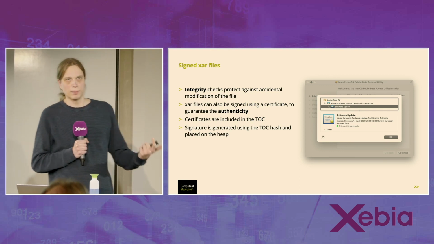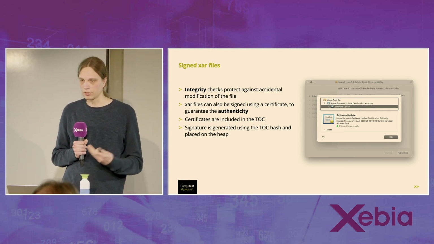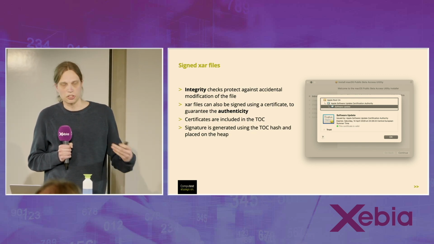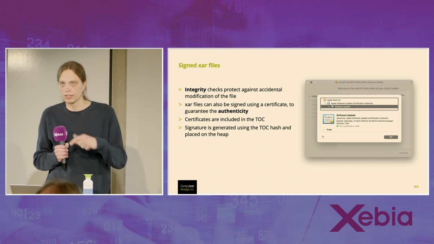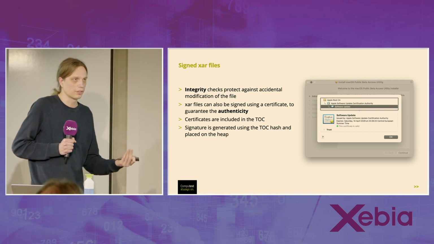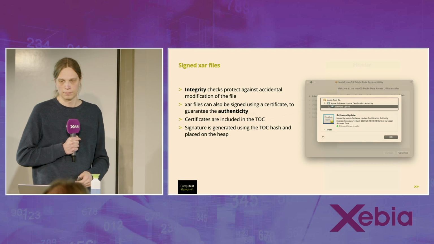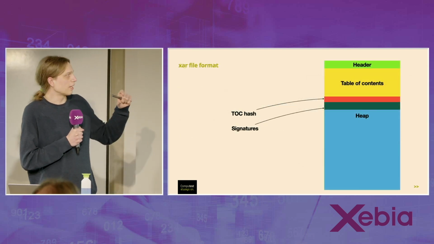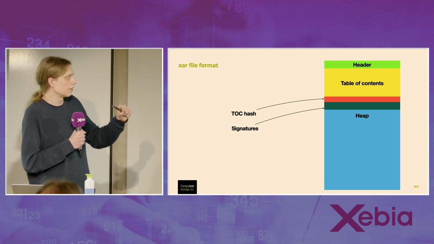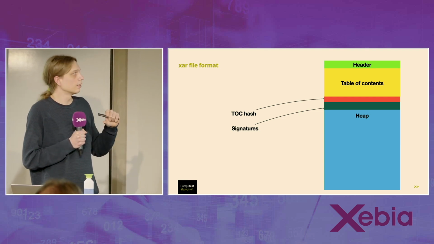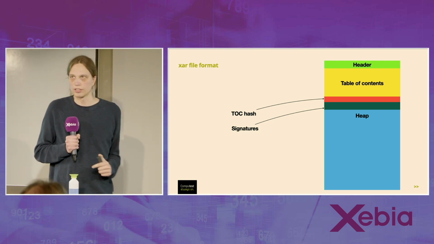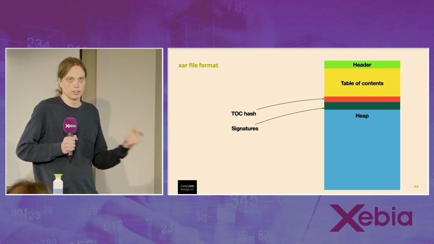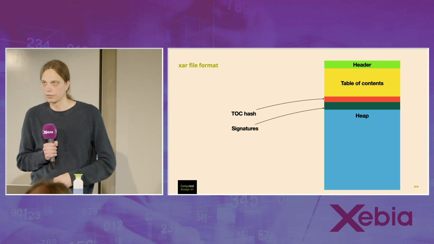Now, the way that works is similar to the hashing of the table of contents. The certificates are in the table of contents, but the signature itself is placed on the heap, because that would also be a cyclic dependency. You cannot put that in the table of contents. So you end up with this kind of layout. There's the table of contents, then followed by the table of contents hash, and then the signatures for the table of contents hash. So the signatures are generated using that hash, which then guarantees the integrity of all of the files.